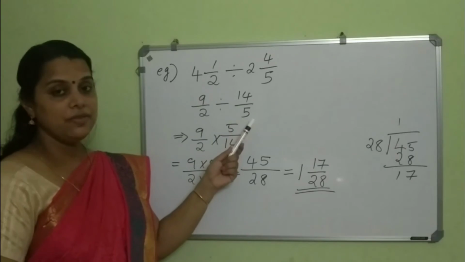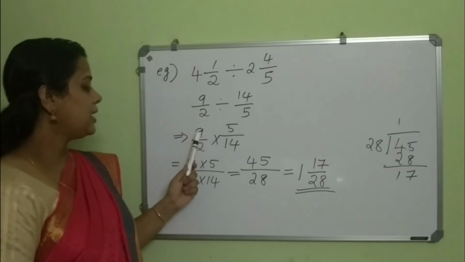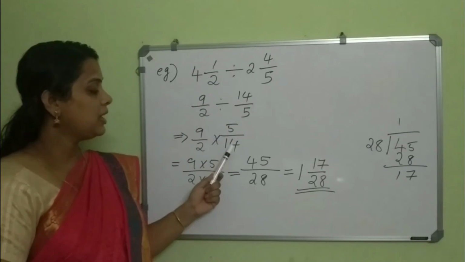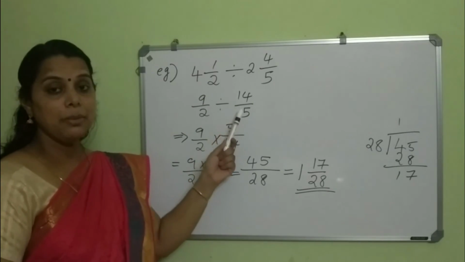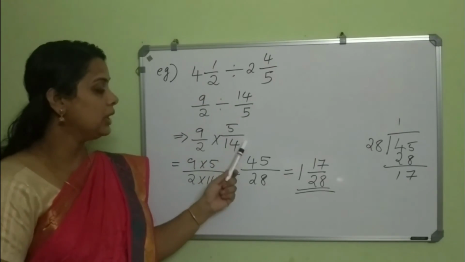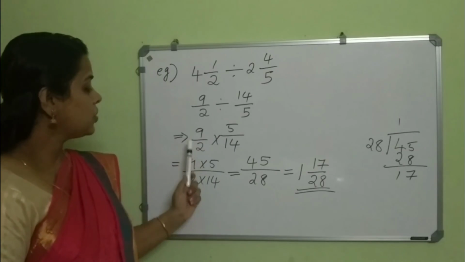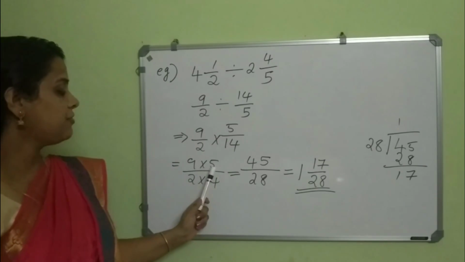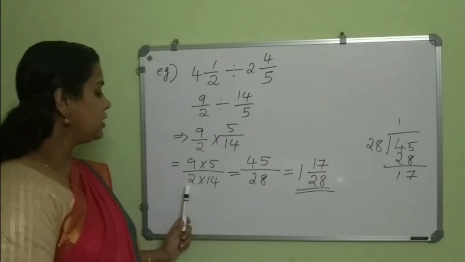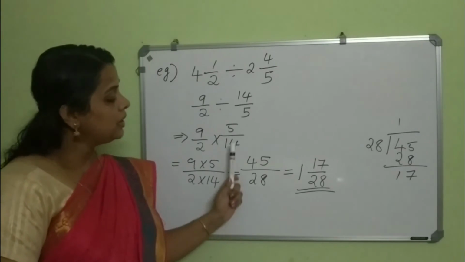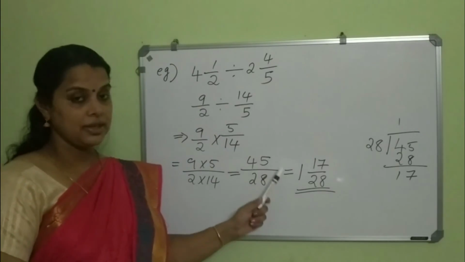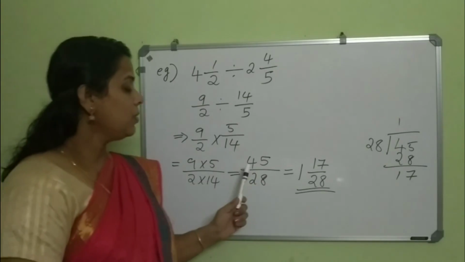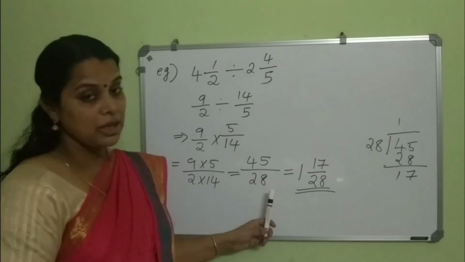Now we need to do the division. That is we can write 9 by 2 into 5 by 14. How? 5 by 14 is the reciprocal of 14 by 5 and we need to do the multiplication. So 9 into 5 divided by 2 into 14. That is 9 5s are 45, 2 14s are 28. Now we need to check if any common factor is there. There is no common factor other than 1. So we can't reduce it to a simpler form.